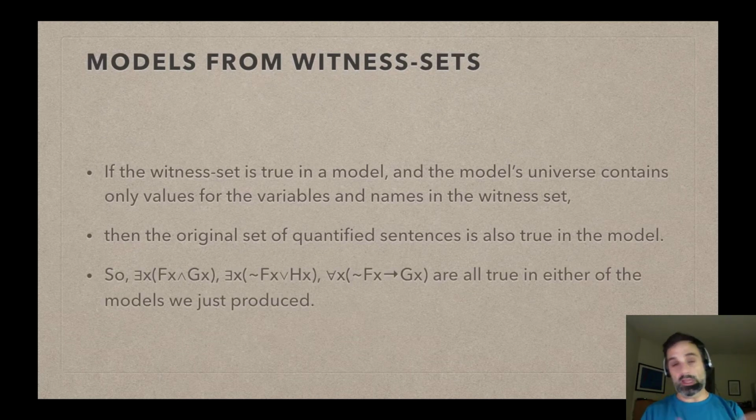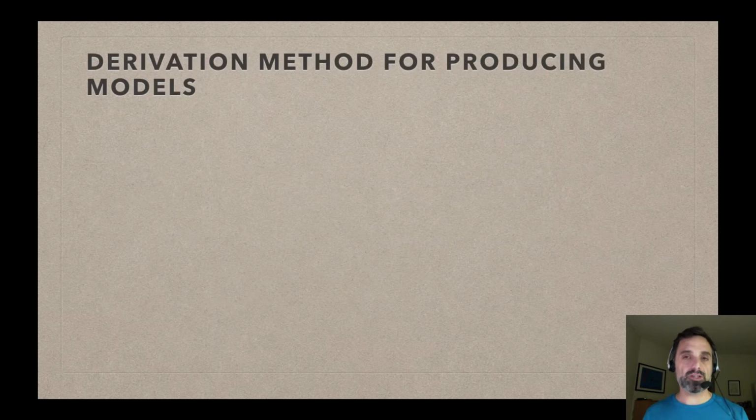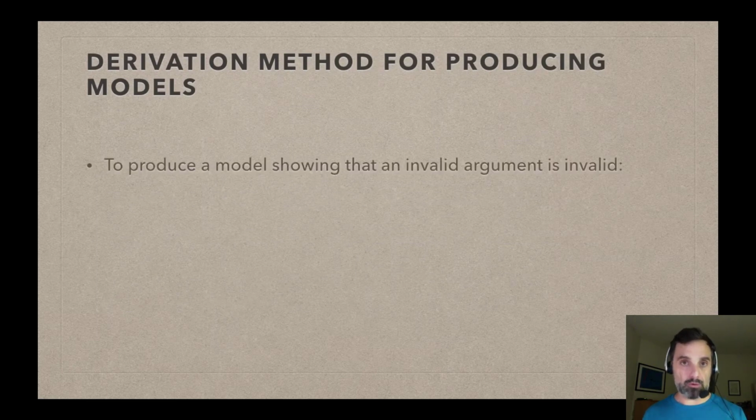So in this case, the quantified set with which we started contains some x, fx and gx, some x, not fx or hx, and for all x, not fx and gx. And we took a witness set for these quantified sentences, and we produced two models of that witness set, and in either of those two models, these quantified sentences are also true. So this gives us a method for producing models using the derivation system.